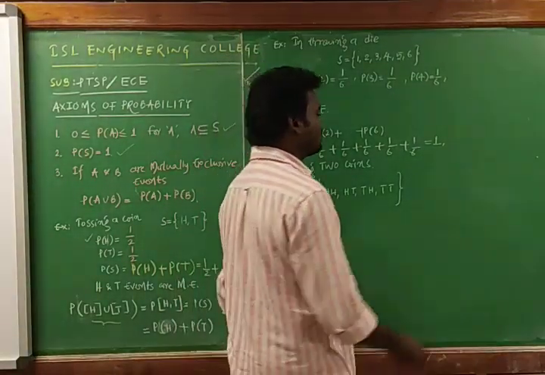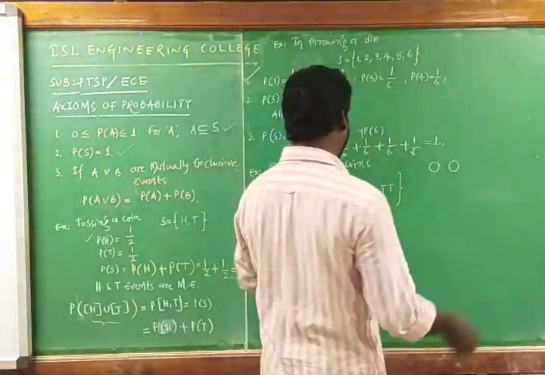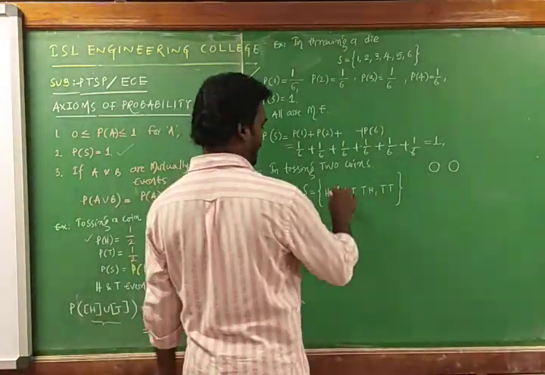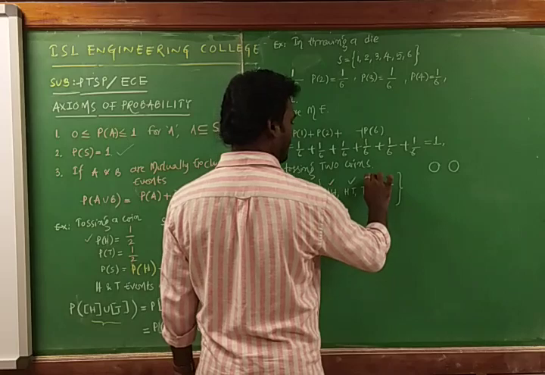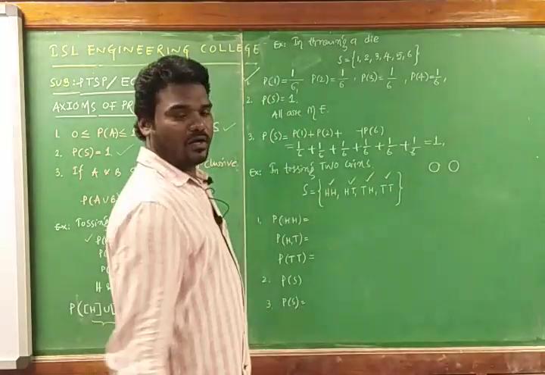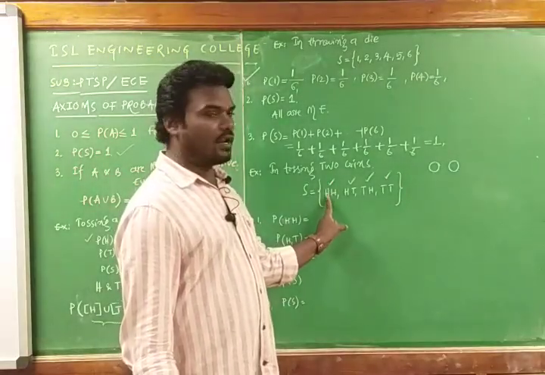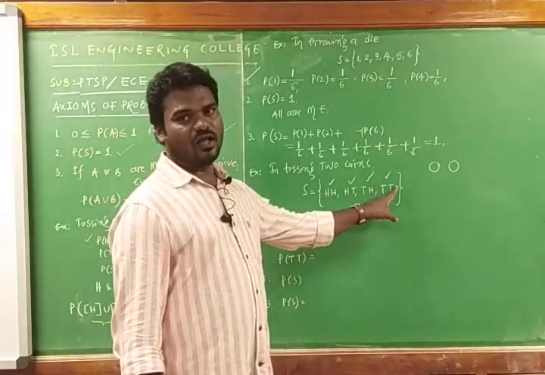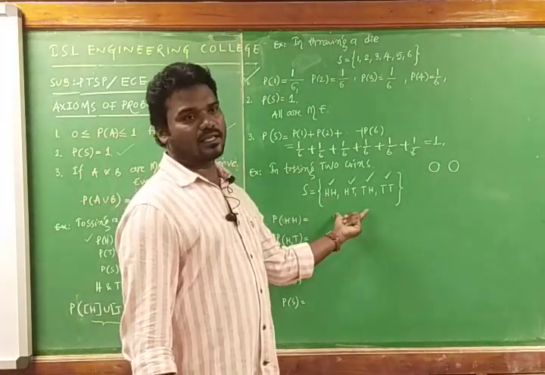That means I have two coins, this is one coin, this is another coin. If I toss the two coins, I can have head and head, head and tail, tail and head, and tail and tail. The total number of exhaustive cases is 4. All these possible outcomes are there in the set.